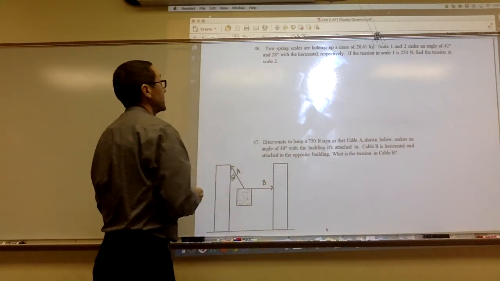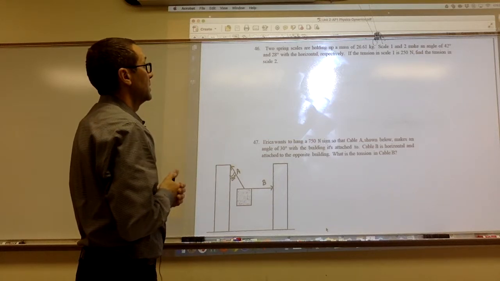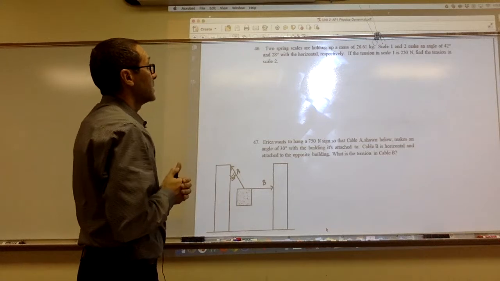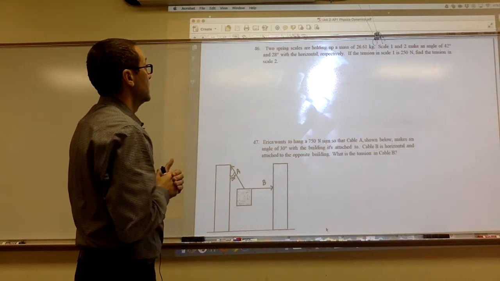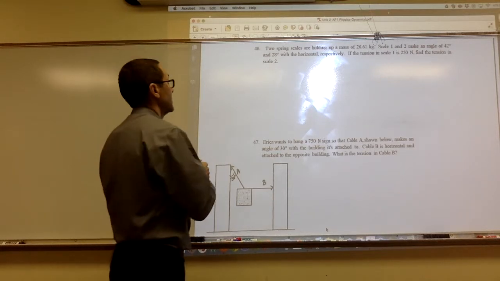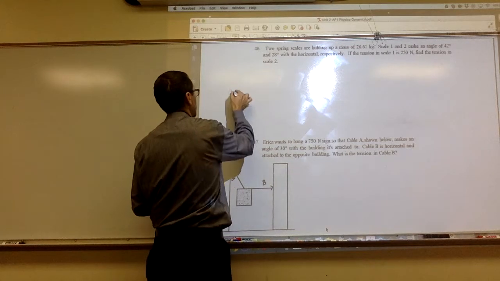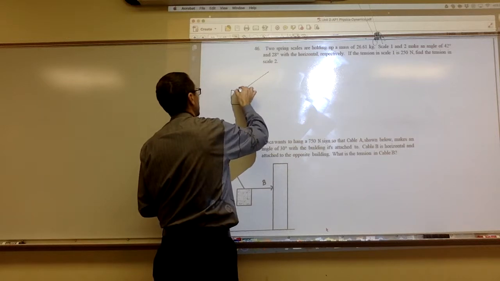Okay, 2 spring scales are holding up a mass of 26.61 kilograms. They give you the angles that the spring scales make with the horizontal, and they give you the tension in one of them, so we need to find the tension in the other. It shouldn't be too difficult. So here's one, and here's the other.